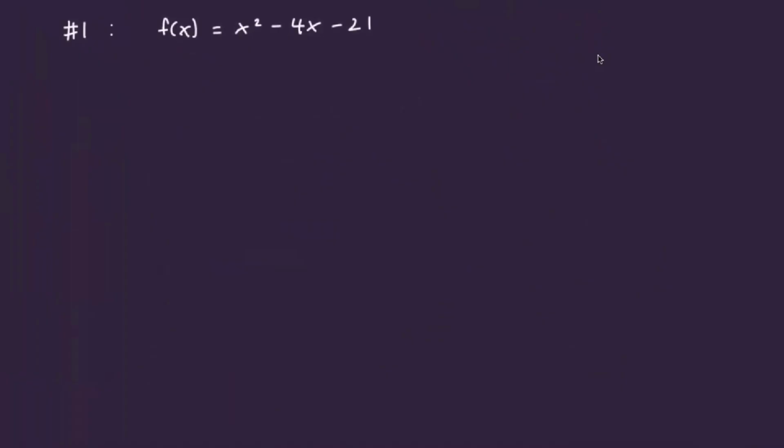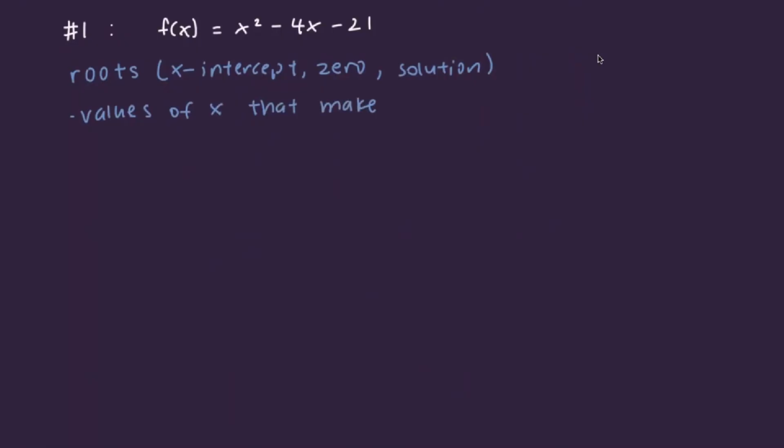Example 1, f of x equals x squared minus 4x minus 21. So first, let's find the roots. What are roots? Roots, which can also be referred to as x-intercepts, zeros, or solutions, are values of x that make f of x equal to 0.